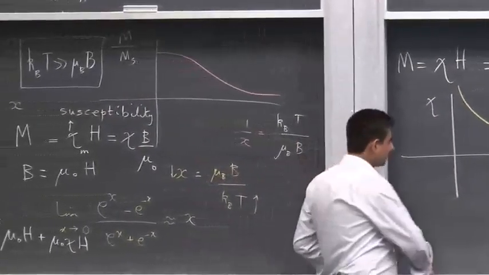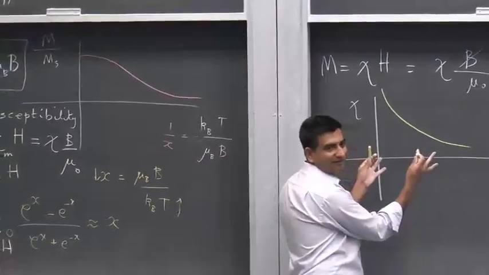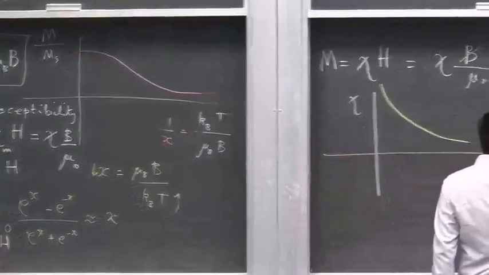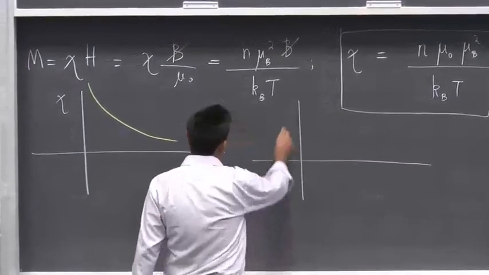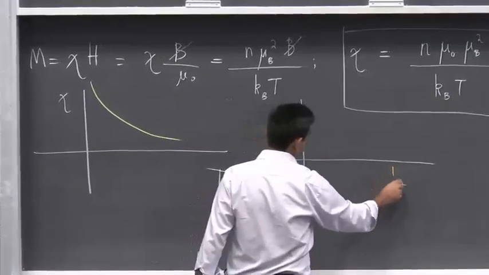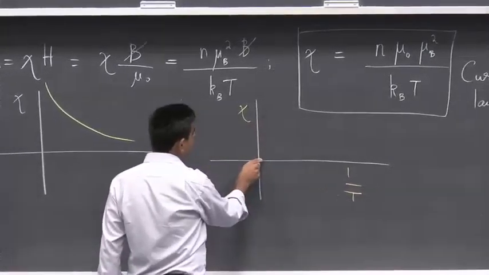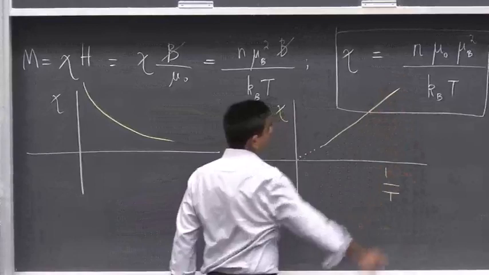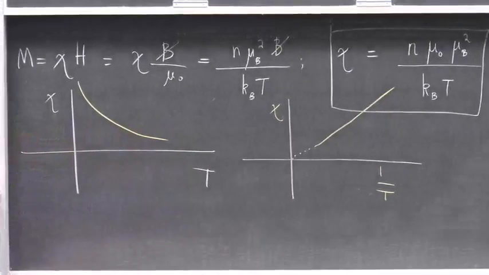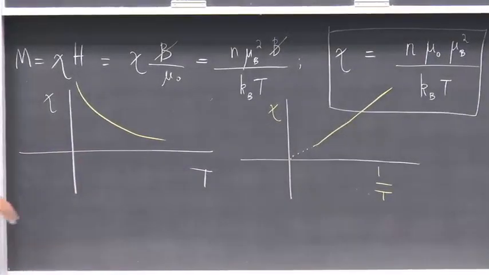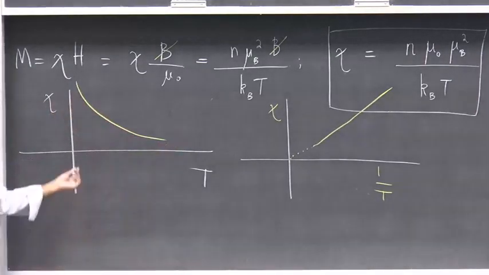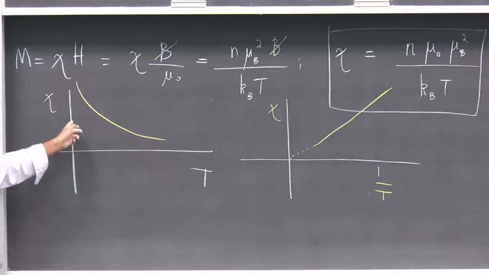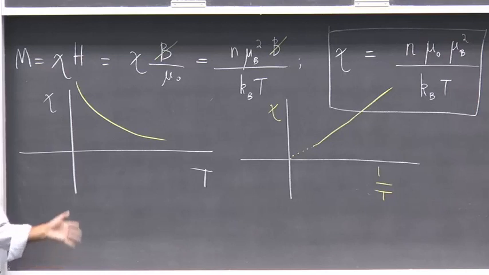Okay. If I were to plot, this is Curie's law. If I were to plot chi versus 1 over T, this is going to be a straight line that passes through the origin. At large temperatures, susceptibility drops. At low temperatures, it diverges to infinity if the material remains paramagnetic at such a temperature.